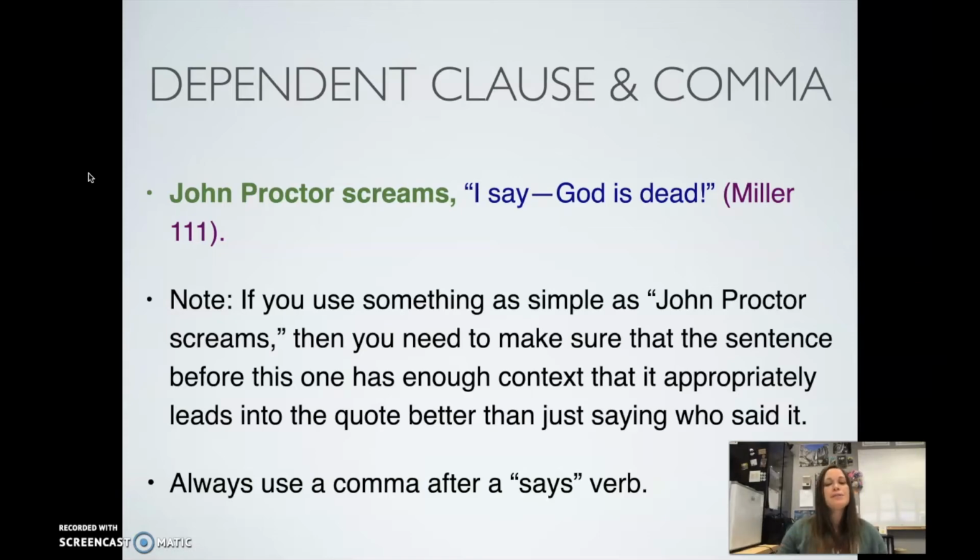But if you're going to use something as simple as "John Proctor screams," and it's just as simple as that, then you need to make sure that the sentence before that one has enough context that it appropriately leads into the quote better than just saying who said it. You can't just say "John Proctor said," okay? Who's John Proctor? Why is he saying what he's saying? Where does this occur within the book, okay? Again, always use a comma after a says verb.